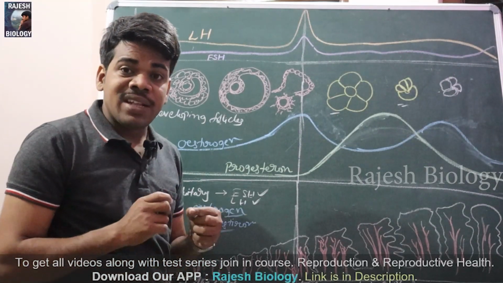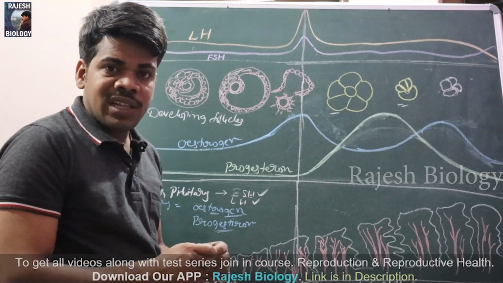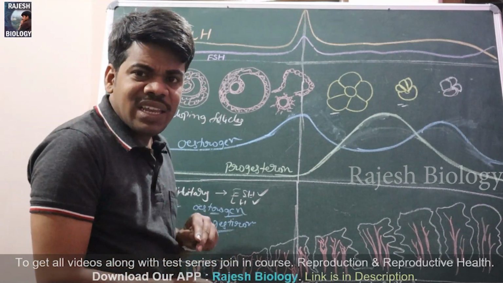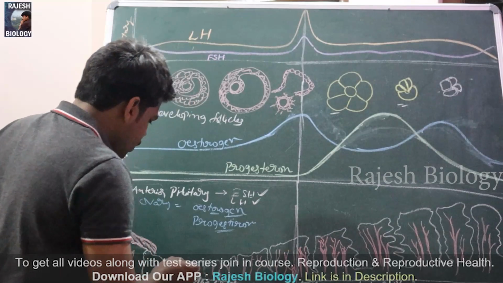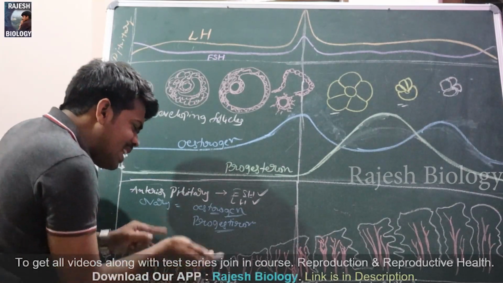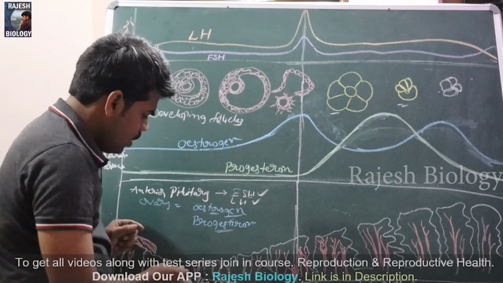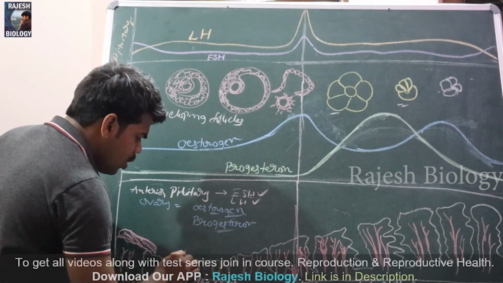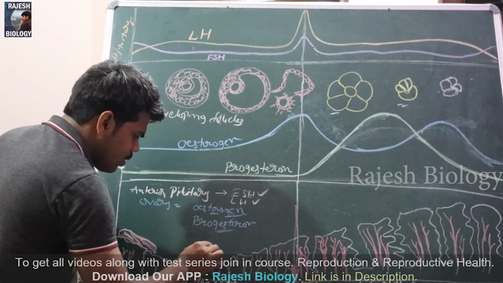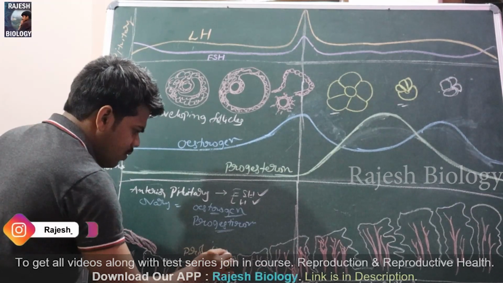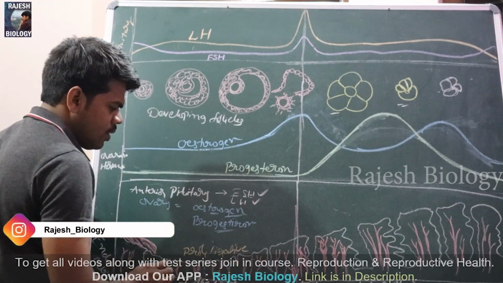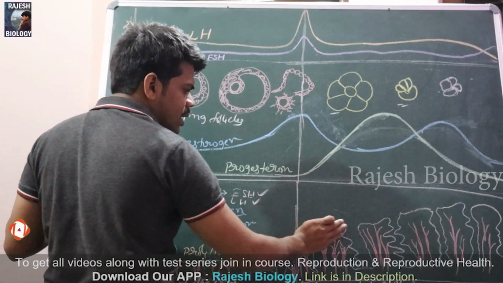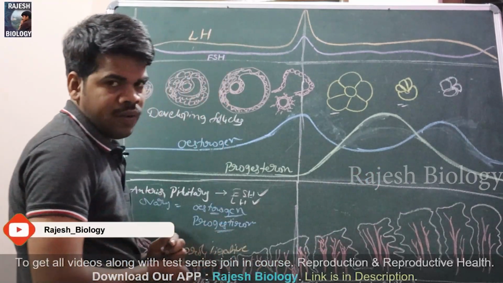Proliferates means the cells undergo mitotic division. They increase in their number and increase the size of the endometrium. They increase the thickness of the endometrium. So this is called proliferative phase. It proliferates entirely like this, up to here.